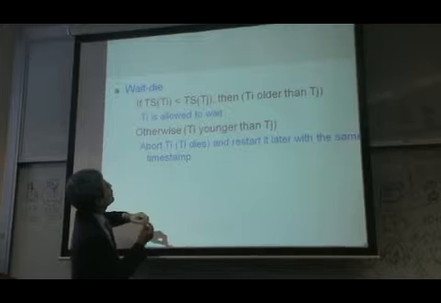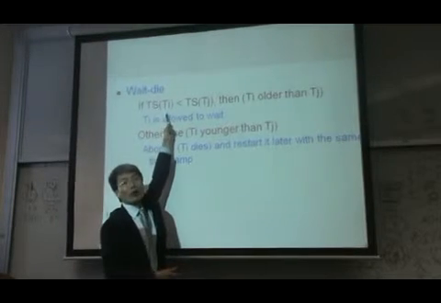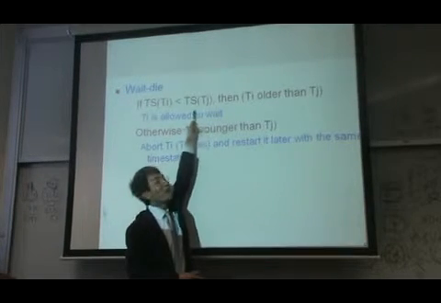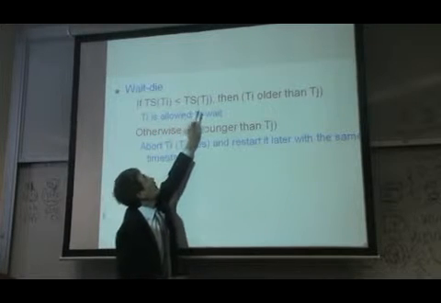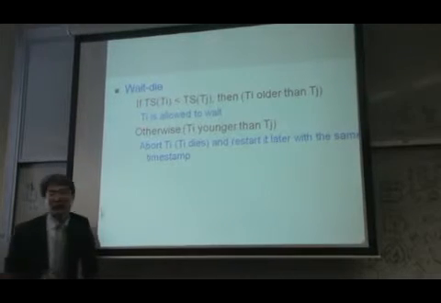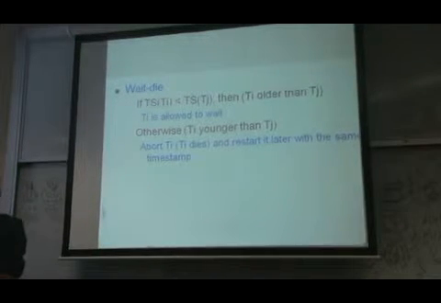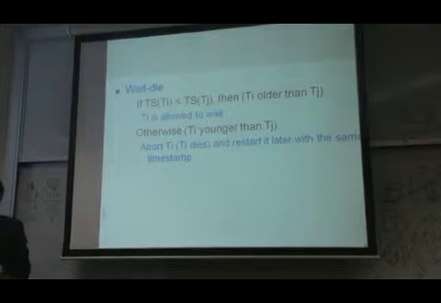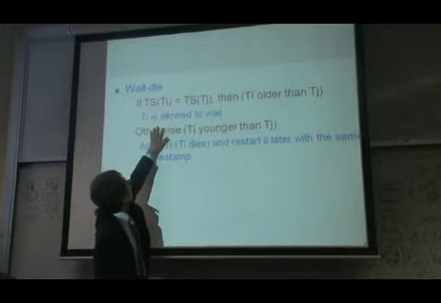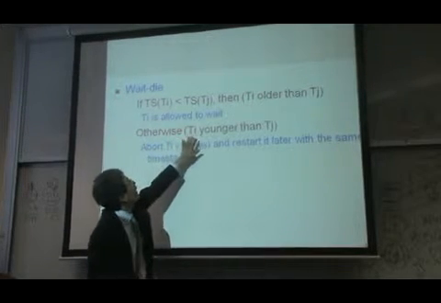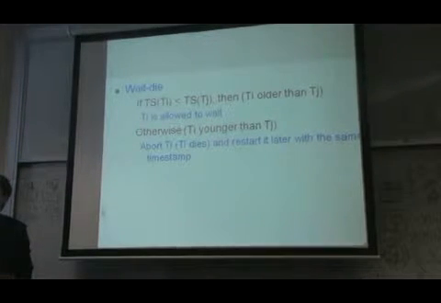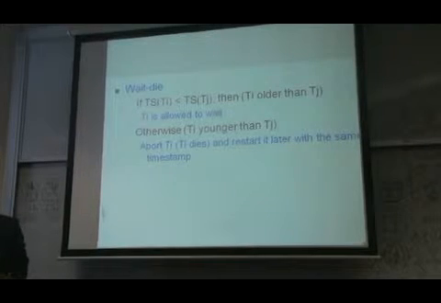In this case, which one is older? TI is the older one. Start first, then start next, right? The timestamp is lower than TJ. That means this is older, this is the first one, then this is the second one. Then if it has the conflict, one of them should die here. Which one? In this case, TI is to wait and the TJ will be the younger. Older is waiting, the younger will die.